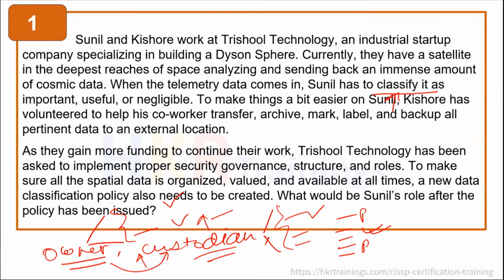So here what Sunil is doing is basically classifying data. Since he's classifying the data, he is the owner here. So the correct answer for this question will be, Sunil is a data owner, because he's defining whether data is important, useful, or negligible. Similarly, as I've told you, it can be private, public, or anything in between. Important is something very important for the organization, which is Threshold Technology, and negligible is something which can be made public without much risk to the organization.